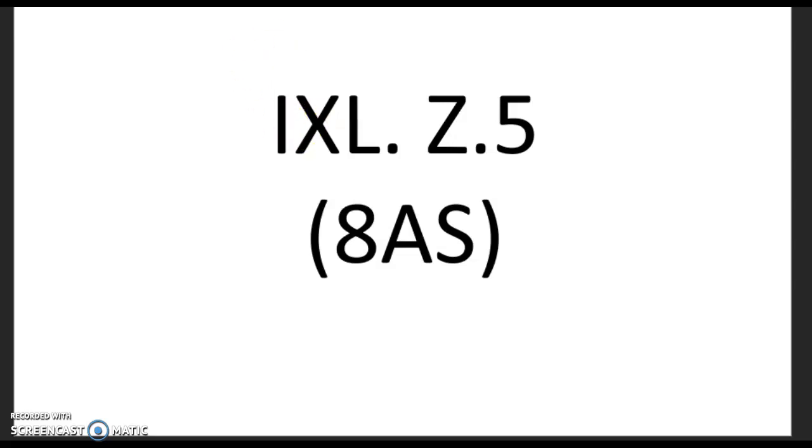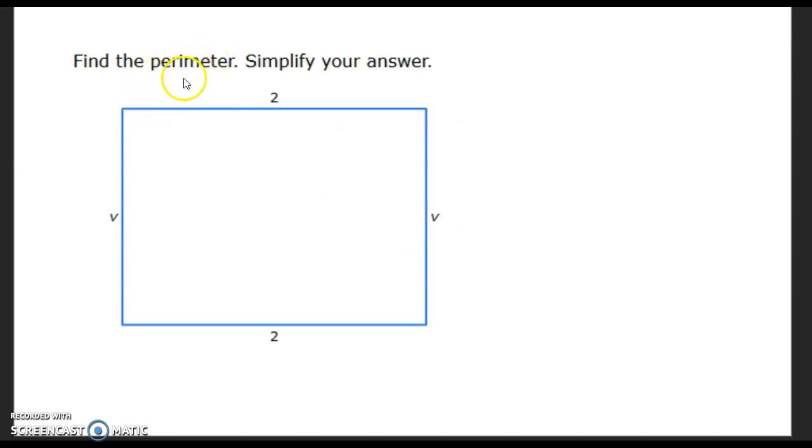So this is going to be IXL A8, I'm sorry, 8AS. I'm going to do a couple of examples in here. All right, so the first one: find the perimeter and simplify your answer.